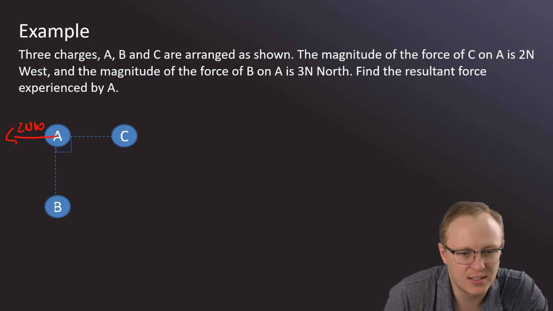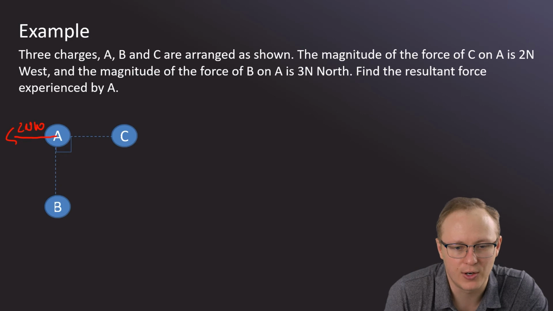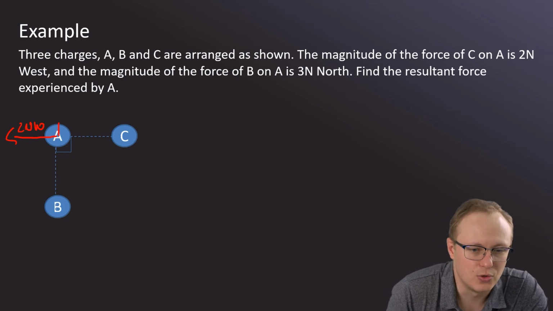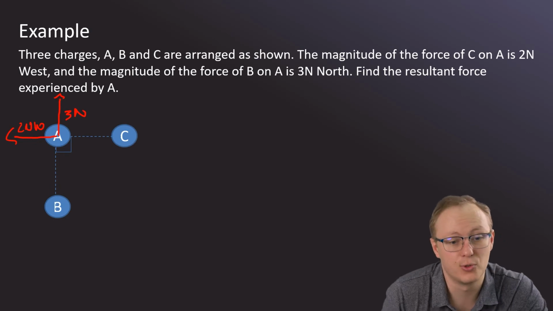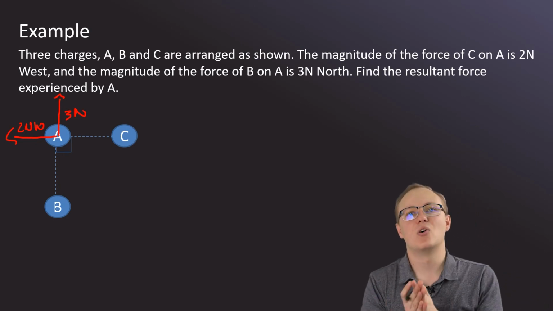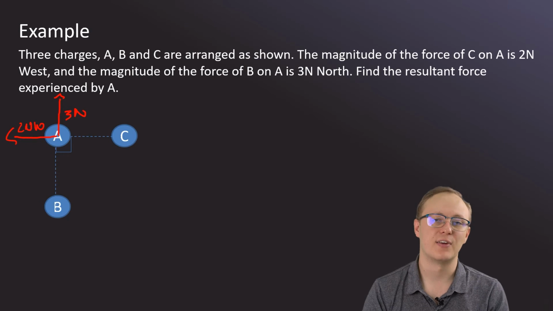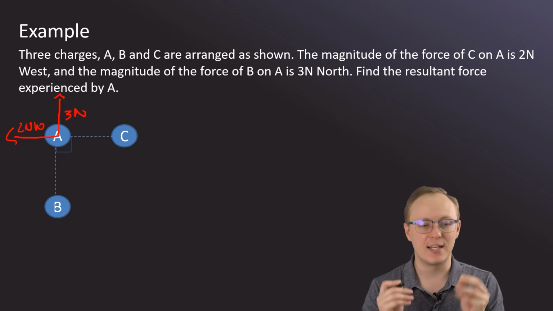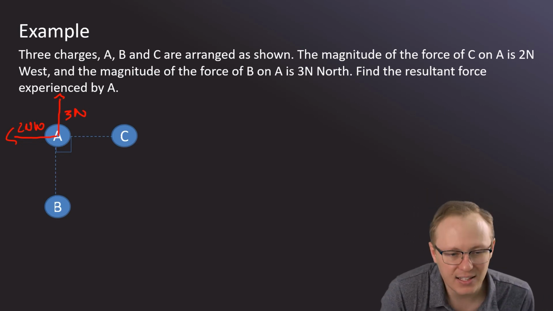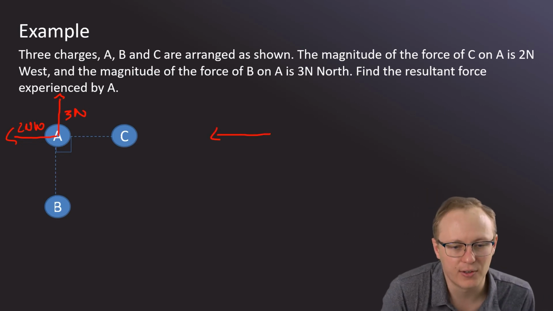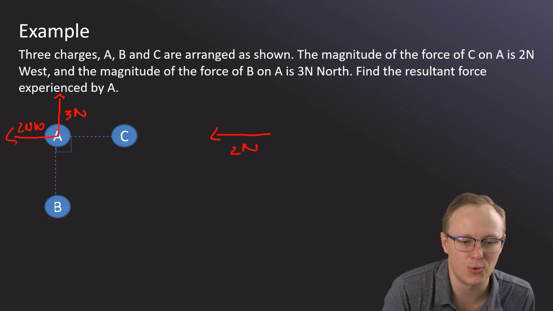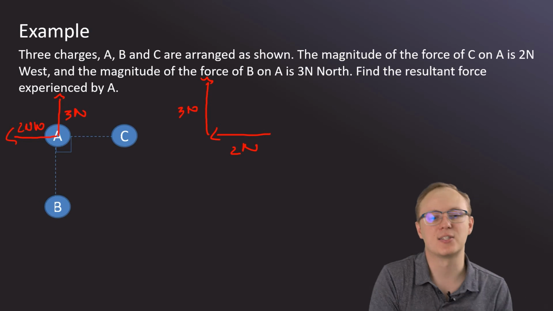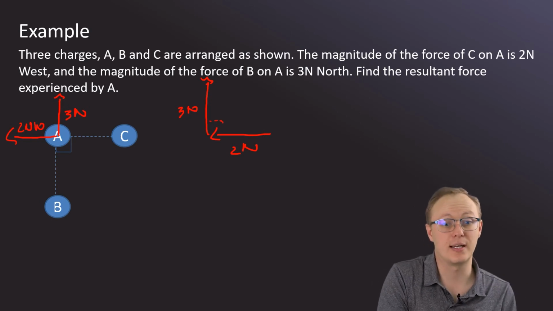And then it says the magnitude of the force of B on A is 3 newtons north. Okay. Right, and we've got to find the resultant force experienced by A. Now, when we have two vectors that are perpendicular to each other and we want to find the resultant, we can easily just go and add them tip to tail. So I'm going to first do this one, 2 newtons this way, and then if I draw a tip to tail with the 3 newton vector, it's going to look like that. And these are now perpendicular to each other.